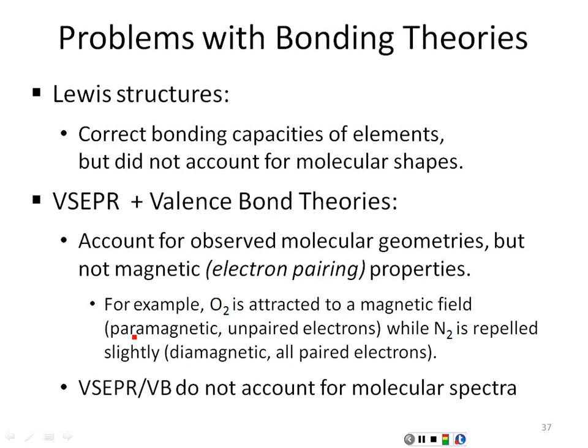Another problem with VSEPR and valence bond is they don't account for molecular spectra. We talked a little bit about atomic spectra. Molecular spectra are very similar in concept. You have absorption of energy, where electrons can move from a lower energy state to a higher energy state, and then they can drop back down from a higher energy state to a lower energy state as well. And VSEPR and valence bond do not account for that.